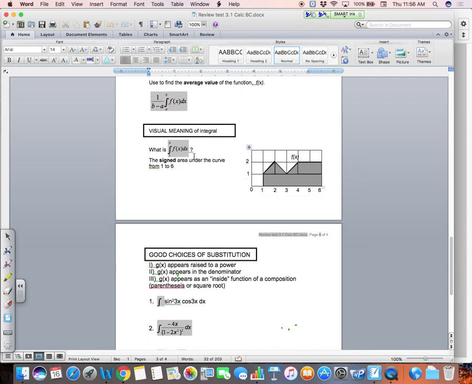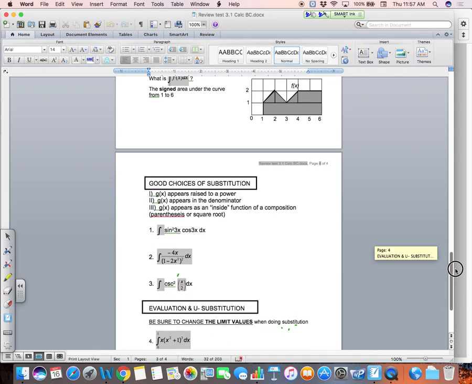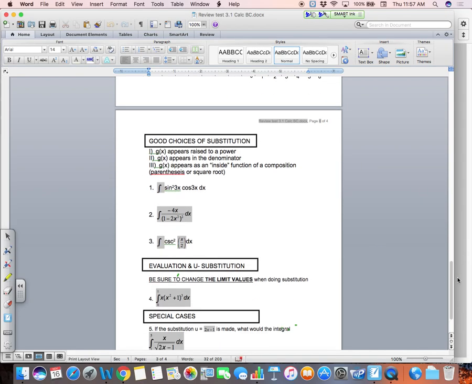Remember what an integral represents. It's the signed area under the curve. So if it's above the axis, it's positive. If it's below, it's negative. Please don't forget that. People forget that all the time. Substitution was the major player in this unit. We're going to use substitution all year long, so you're going to see a bunch of integrals by substitution.